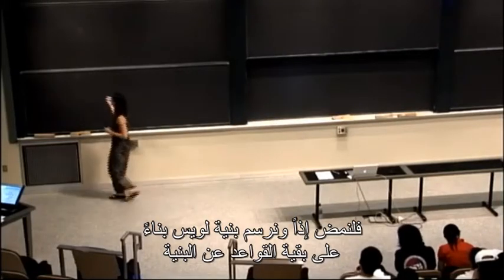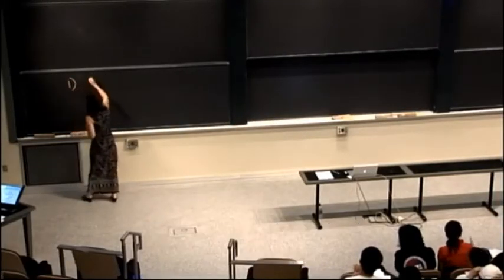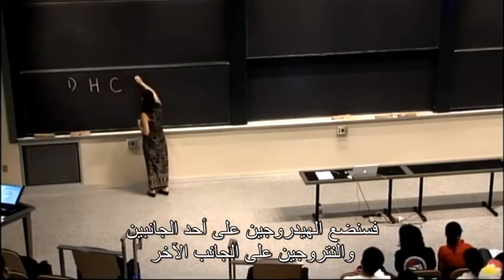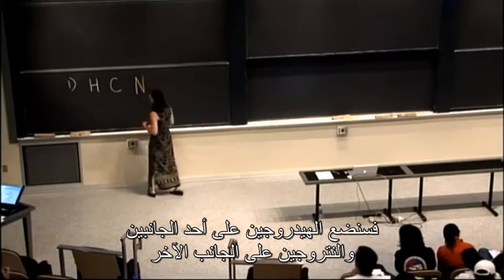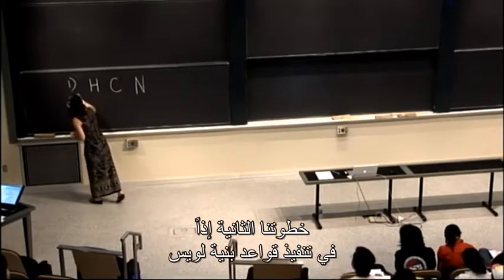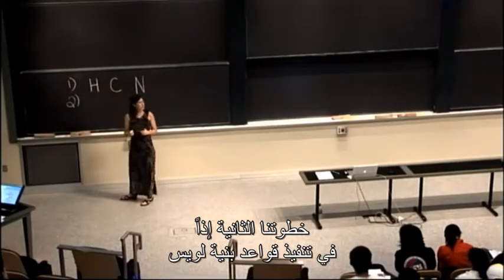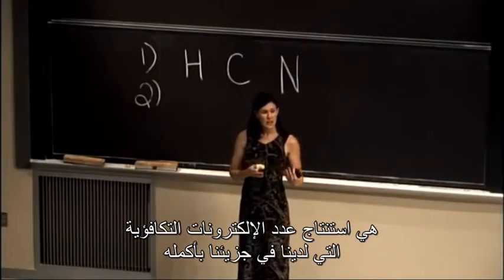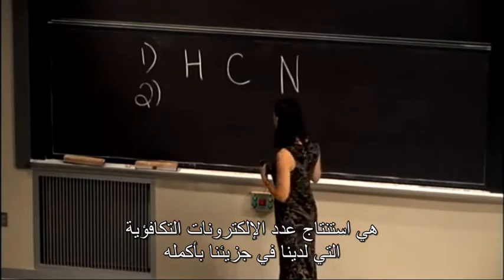So let's go ahead and draw our Lewis structure based on the rest of the rules now that we have a skeleton. Our skeleton tells us that carbon is in the middle, so we'll put the H on one side and the N on the other side. Our second step is to figure out how many valence electrons we have in our entire molecule.